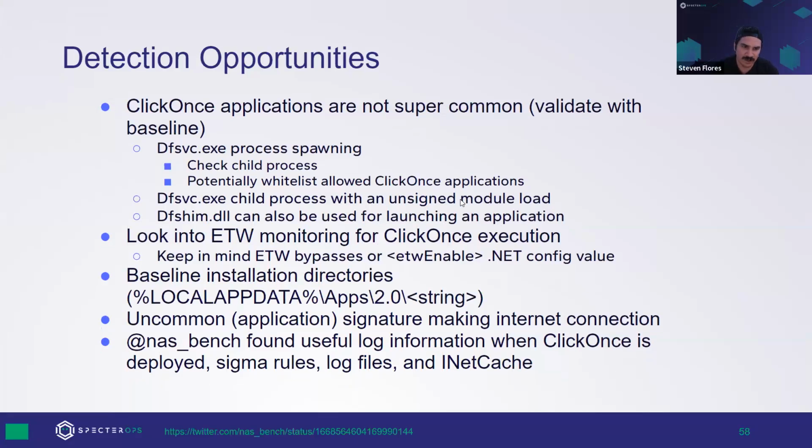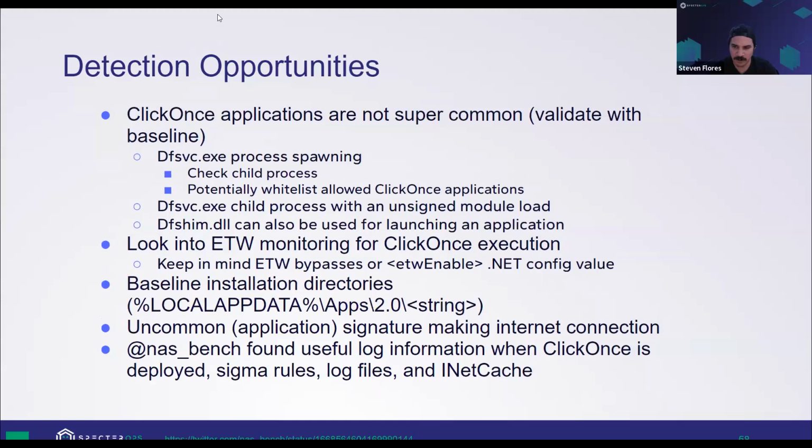One of the things with the df-svc child process: if we follow our process of modifying a DLL or a dependency DLL that's part of the ClickOnce deployment, we will be breaking that signature, and that would result in an unsigned module load. So if you have the telemetry to capture that, looking for ClickOnce deployments that have unsigned module loads is another pretty high fidelity thing in my eyes. dfshim.dll is another DLL that can deploy a ClickOnce application, and this can be used on the command line to launch the actual deployment itself. So those are more execution opportunities to look for when trying to identify ClickOnce deployment.